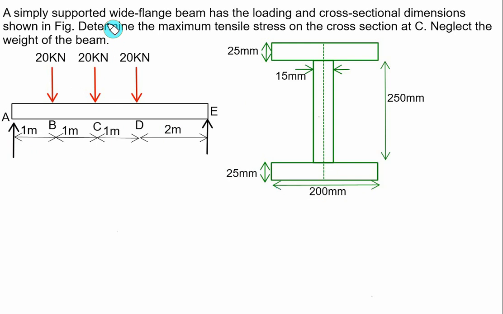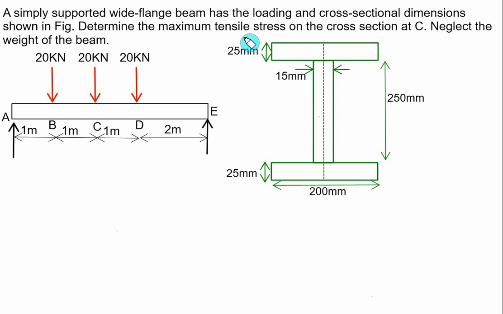A simply supported wide flange beam, that is W beam here, which is also called an I section beam, and this section is a symmetrical I section. The cross-sectional dimensions are as shown in the figure. We have a top flange and a bottom flange. The width of the flange is equal to 200, depth equal to 25, and we have one central web whose width is equal to 25 and the height is equal to 250 mm.